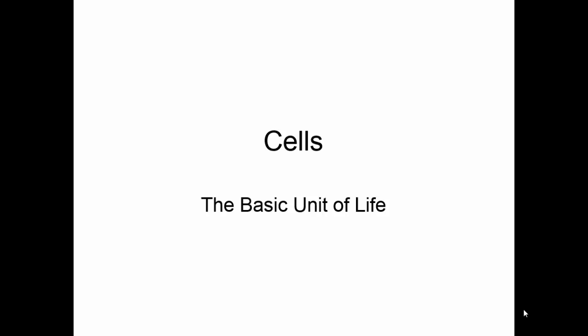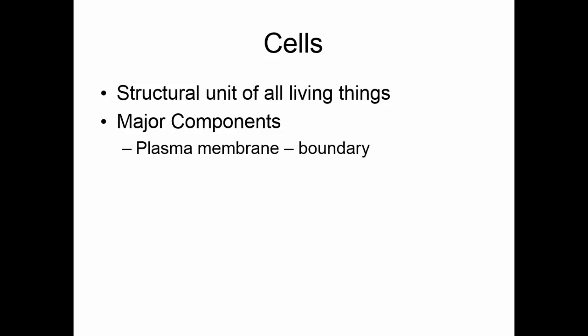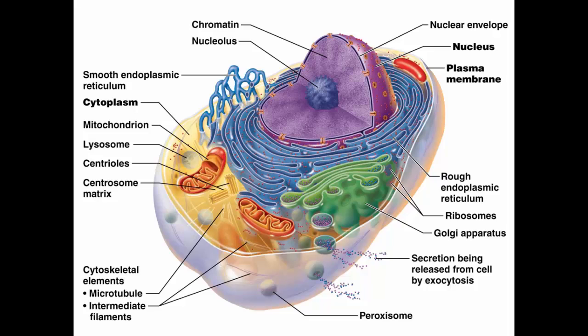Cells are the basic unit of life. As such, they're the structural unit of all living things. There are three major components to cells. We have the plasma or cell membrane, which is the boundary of the cell, the cytoplasm, which is the site of all the chemical reactions that occur in the cell, and the nucleus, which is the control center of the cell. This is a generalized cell, meaning it has some of everything.